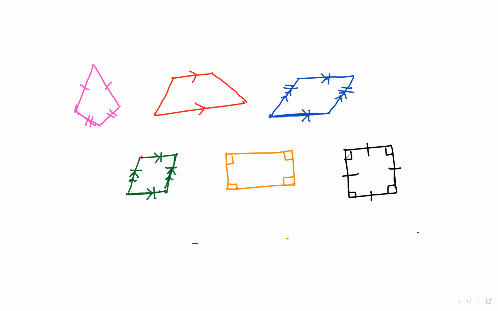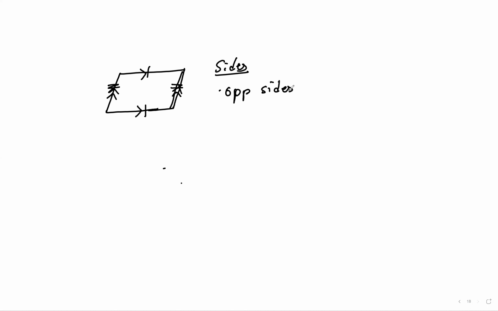So let us come to the parallelogram. In a parallelogram, my dear students, the opposite sides are parallel, and moreover the opposite sides are equal. So when it comes to sides, opposite sides are parallel and opposite sides are equal.